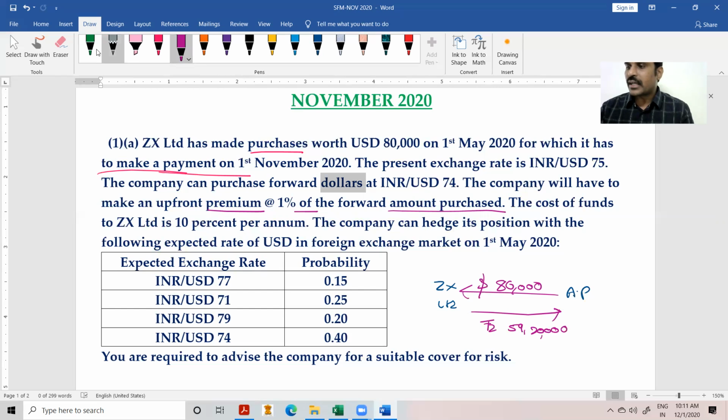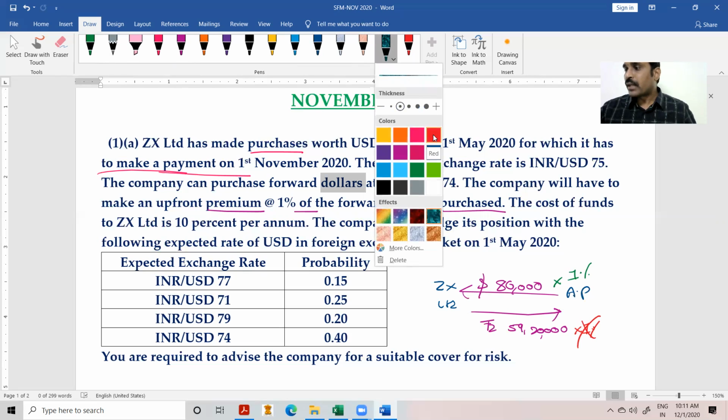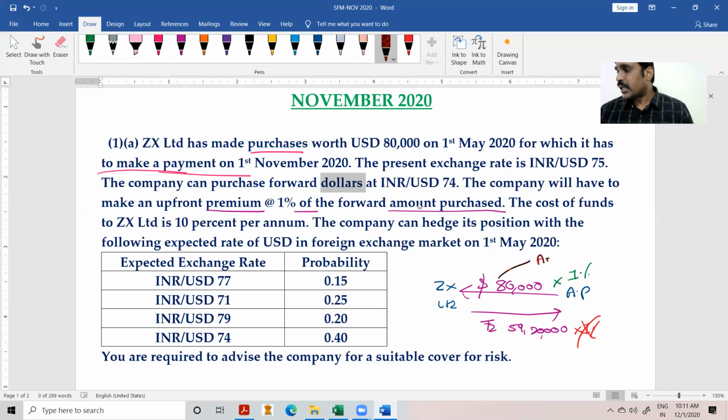Here this 1% is to be charged on 80,000, not on 59,200. That is not correct. Some of the students make a mistake here. They calculate 1% on this. That is wrong. Why is it wrong? Be clear about the concept. Here we are talking about the purchase. This is the amount purchased. This is the amount paid for the purchase. This is the payment made for the purchase.